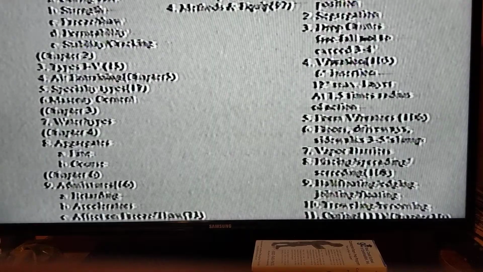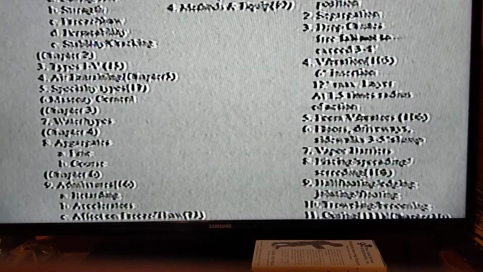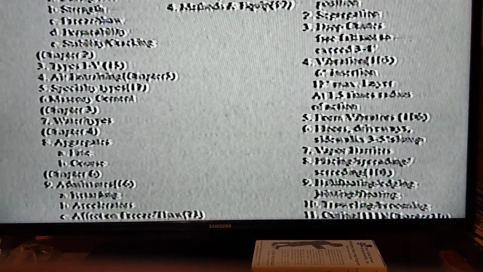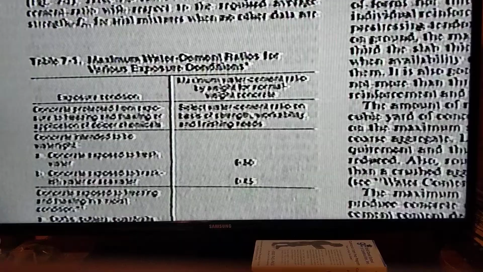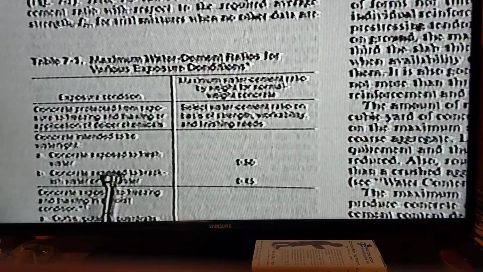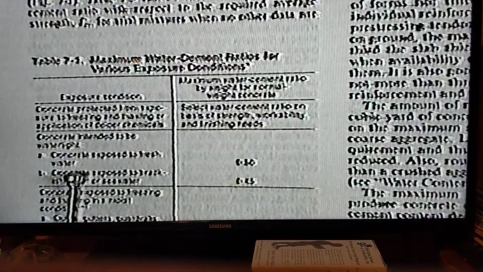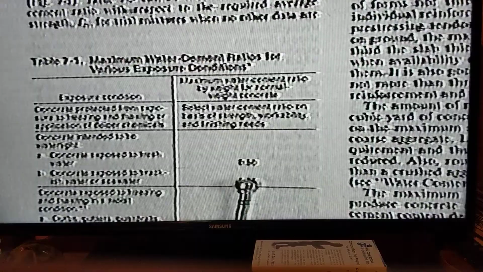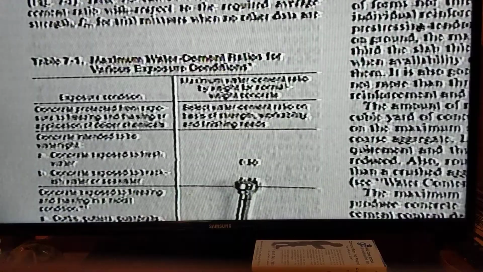And the first issue with proportioning the concrete was one that we mentioned earlier, the water-cement ratio. If you look on page 78 in my edition, table 7-1, here we have a table that's significant because it indicates the maximum water-cement ratio for various exposures. So for example, if I'm dealing with concrete that's supposed to be exposed to fresh water, then I'm going to want a 0.5 to 1 water-cement ratio.